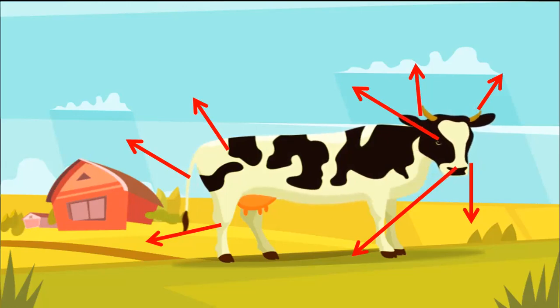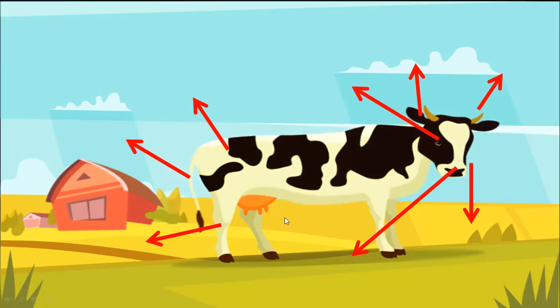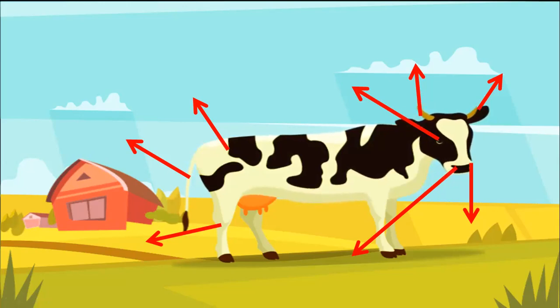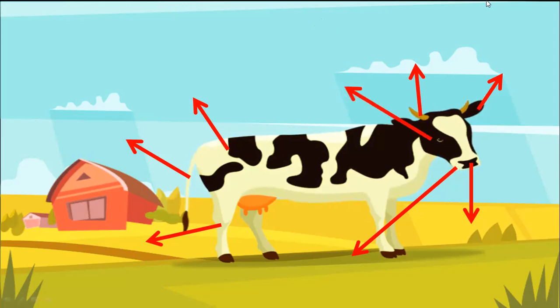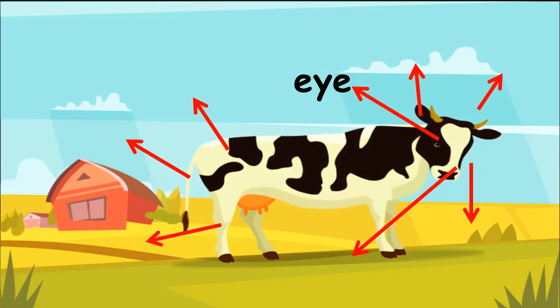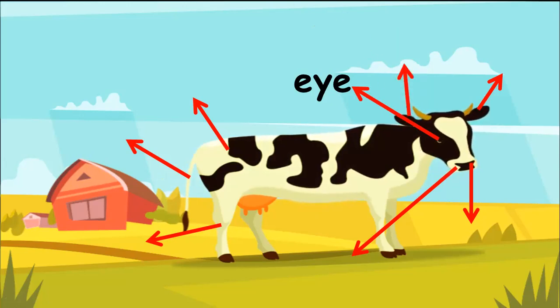Okay, so let's start with the first body part of the cow. Okay, let us give the name here. What do you call this part of the body of the cow? Okay, that is very good. It's an eye. Okay, next part. What do you call this body part of the cow?